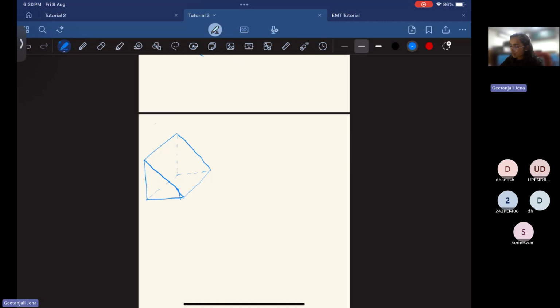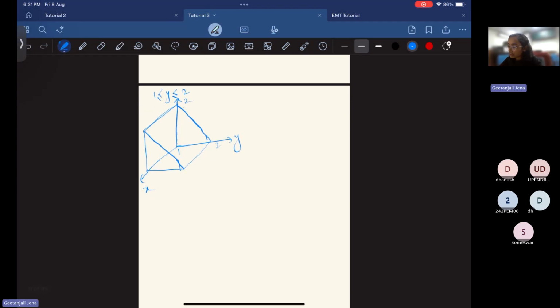For this triangular part, y has range from 1 to 2, z is from 0 to 2, and x is from 0 to 2. So for this, you just need to find out how these coordinates are related to each other, how y is related to x or y is related to z. So we have x here, z here, and y. So let us see how y and z are related.